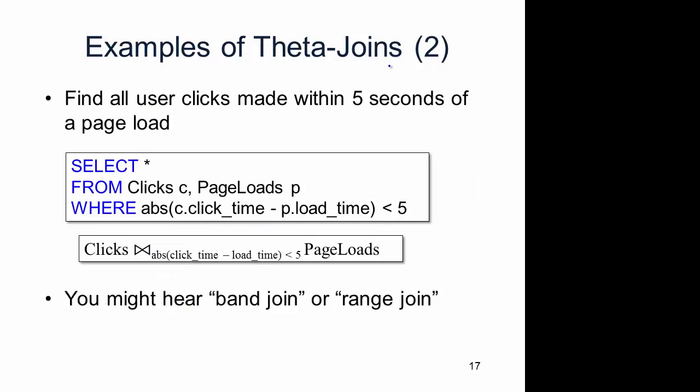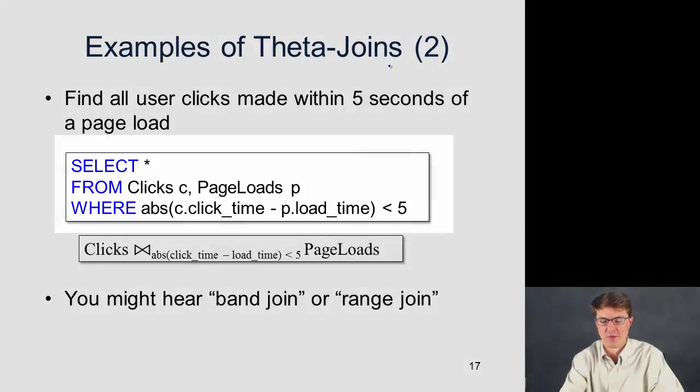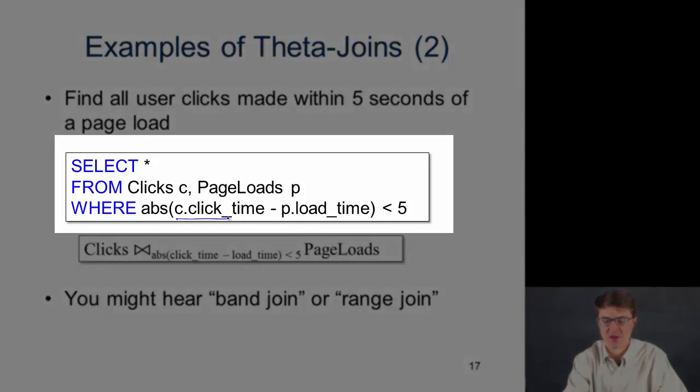Another example that you might be able to think about coming up in practice in your own work is to find all the user clicks made within 5 seconds of some page load. This is much like the distance argument before, but now we can think about it in terms of time, which is just one-dimensional. The one-dimensional distance is easier to define. So we say find the click time minus the load time of the page, so c.click and p.load, and take that absolute value and see where that's less than 5.